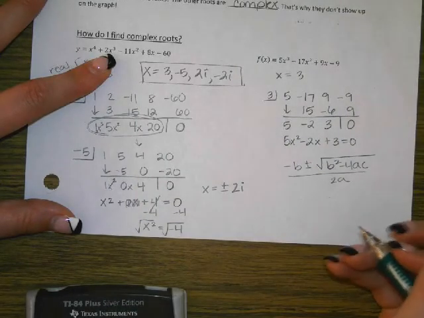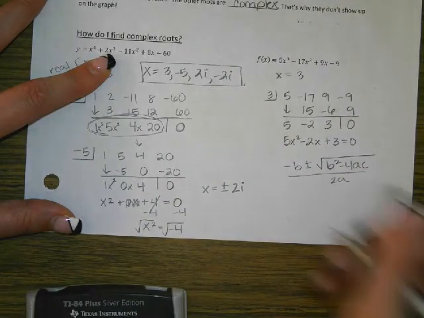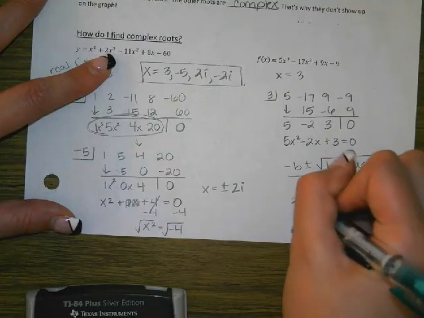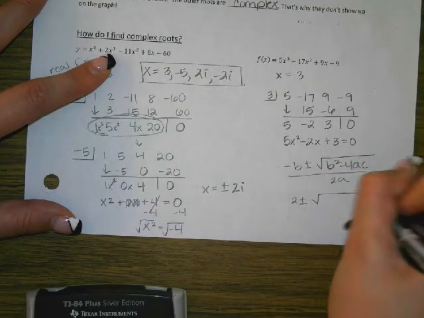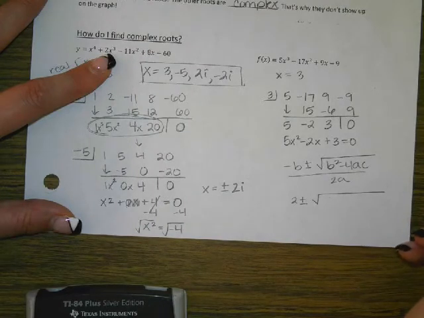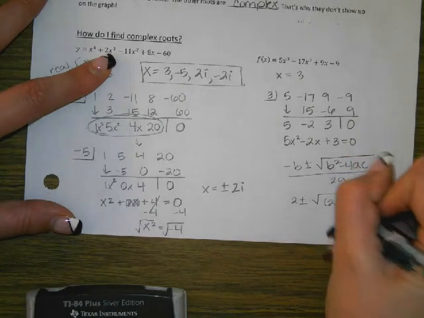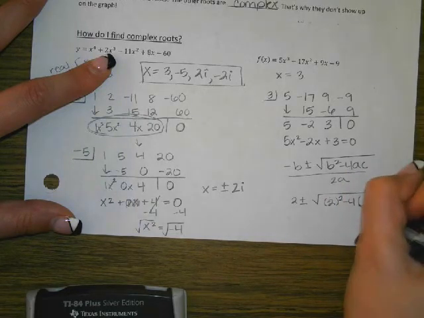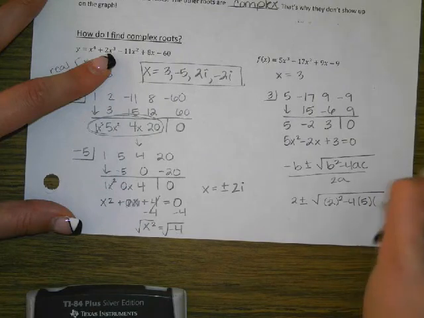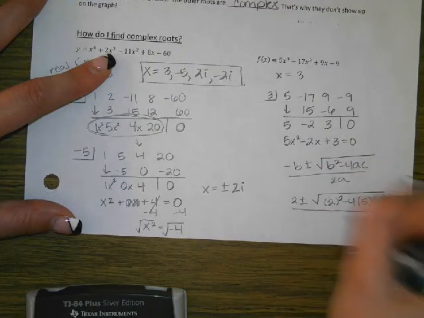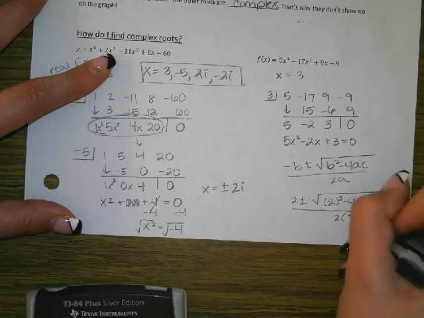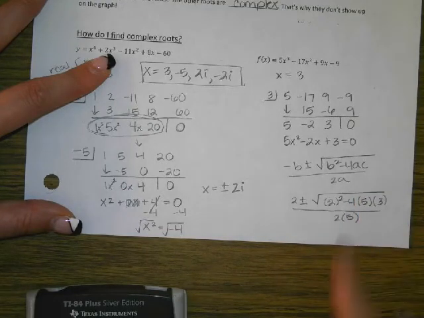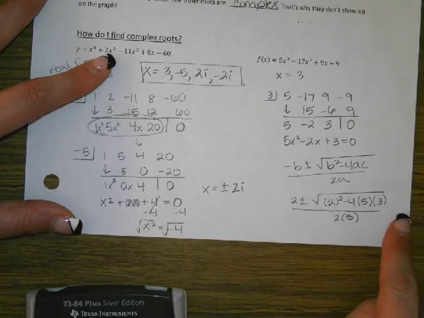All right, so what is our b value? Negative 2. So we're going to put positive 2 plus or minus the square root of 2 squared minus 4 times 5 times 3, all divided by 2 times 5.